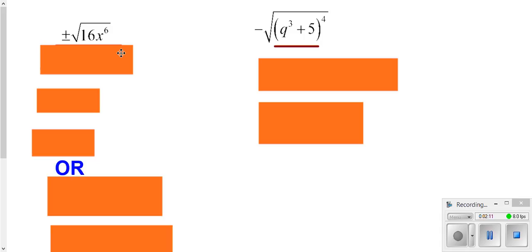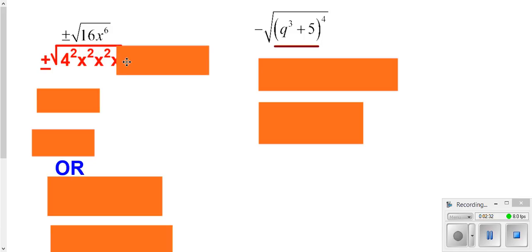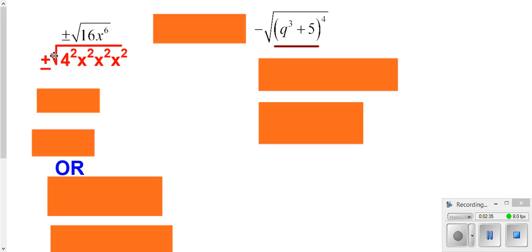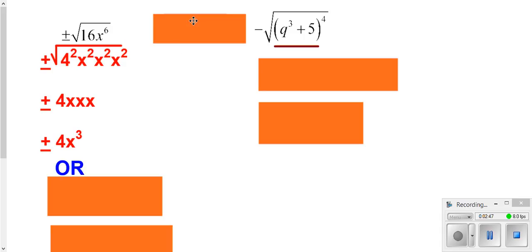So let's take a look at this one here. There's a couple ways we can go about doing this. The first way is we're going to go ahead and try to rewrite the inside as perfect squares. We want to write them as perfect squares because we have a square root. Well, we have 16, which is a 4 squared. X to the 6 is an x squared, an x squared, and an x squared. Now, your square root's going to cancel out each one of these squared. So it's going to leave you with a 4, an x, and an x. So that leaves you with a 4x cubed.